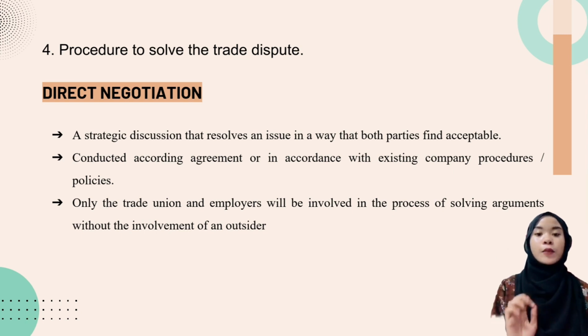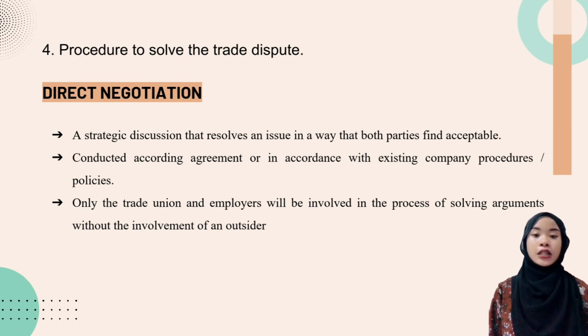There are 3 solving procedures that can be applied to deal with trade dispute problems. The first is direct negotiation, a strategic discussion that resolves an issue in a way that both parties find acceptable, whereby parties who have opposing interests discuss the form of any joint action which they might take to manage and ultimately resolve the dispute between them.